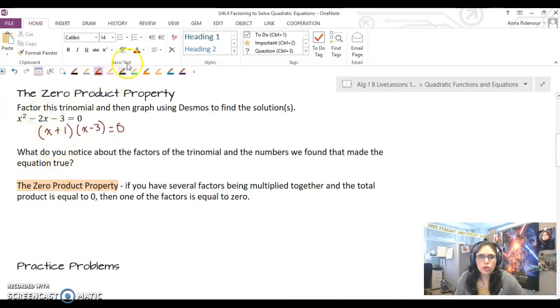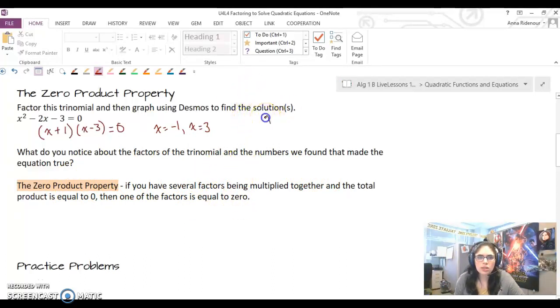So you should see a relationship, x is equal to -1 or x is equal to 3. You should see a relationship between my factors and my values that I found for the solutions. You might think, well, I just need to change the sign. And that's not exactly true, because sometimes you'll end up with factors that aren't just variable plus a number. What this zero product property is saying is if you have several factors being multiplied together and the total product is equal to 0, then one of the factors is equal to 0.